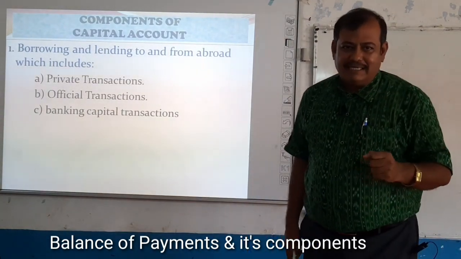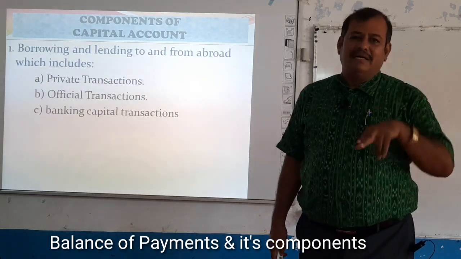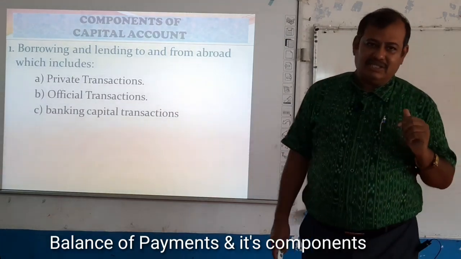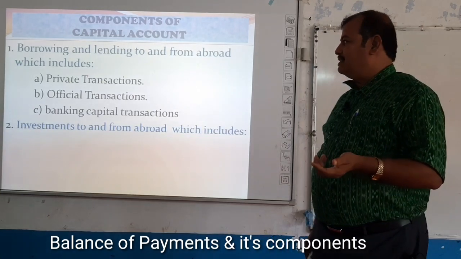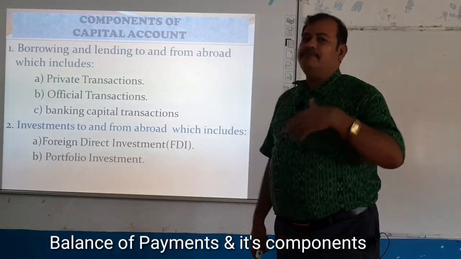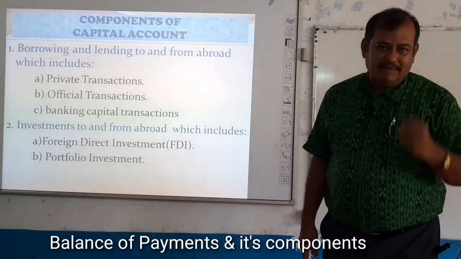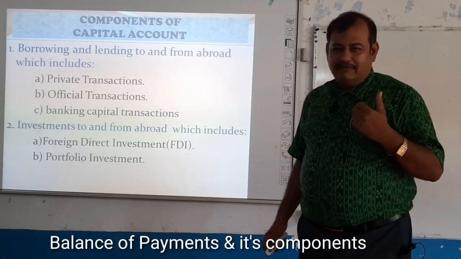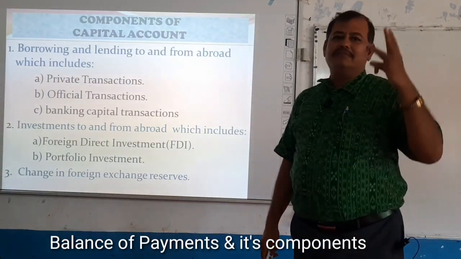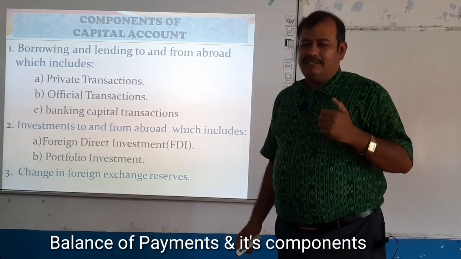One is private transactions related to private individuals, second is official transactions related to the government, and third is banking capital transactions which are related to the banking organizations. Second is investment to and from abroad, which includes 2 important items, that is foreign direct investment and portfolio investment. And the last one is the change in the foreign exchange reserve. These are the main 3 items which come under the capital account of the balance of payments.